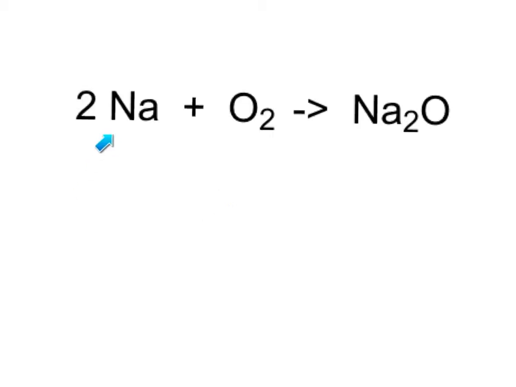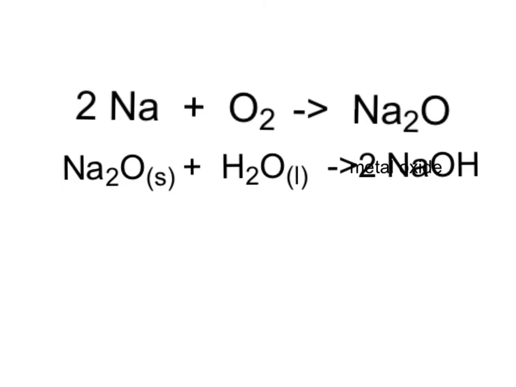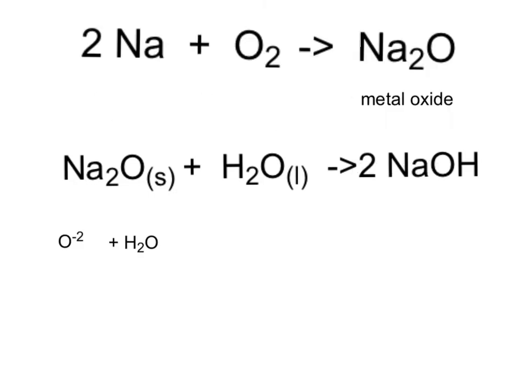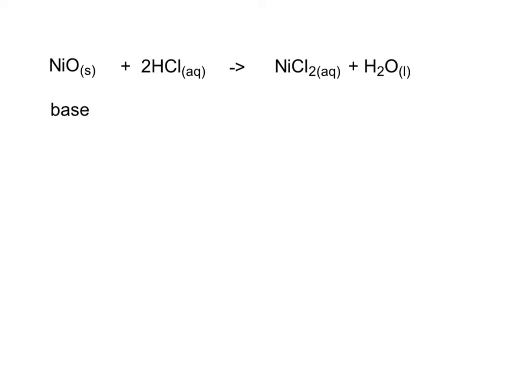And when the metal is bonded to the nonmetal oxygen, it's known as a metal oxide, most of which are ionic solids and are basic because the oxide ion reacts with the water to form hydroxide ions. Metal oxides, for example, nickel(II) oxide, are also basic when reacting with acids. And of course you remember that a base plus an acid produces a salt and water.